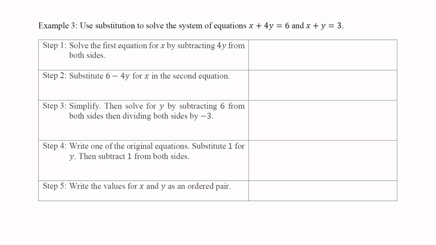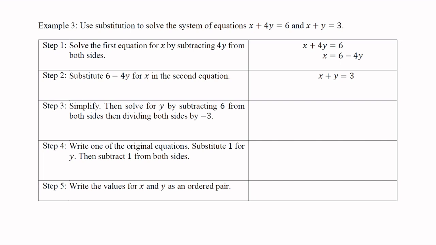For this example, we have neither equation solved for a variable. So I'm going to solve the first equation for x. It doesn't have to be solved for y. You can solve it for x if you want to. And the reason I'm doing that is because x is already by itself. It doesn't have a coefficient. So I'm going to subtract 4y from each side and get that x is equal to 6 minus 4y. Now I'm going to substitute 6 minus 4y in for x in the second equation.